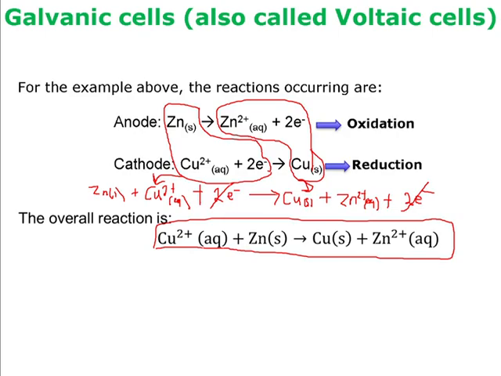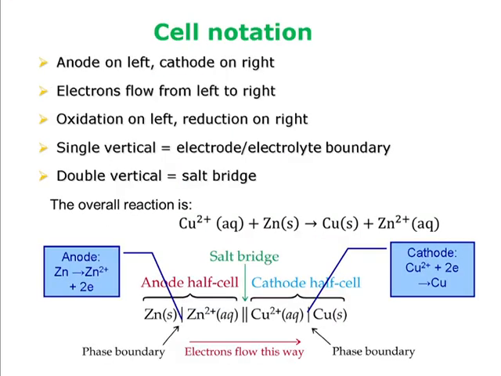Alright, let's go to cell notation. How do you write the cell notation? The cell notation is written with an anode on the left, meaning you have an anode half cell reaction here, then a cathode on the right, so the cathode will be here. The other significant thing is that you have a salt bridge separating them with two vertical lines. So you have an anode and the cathode separated by two vertical lines.